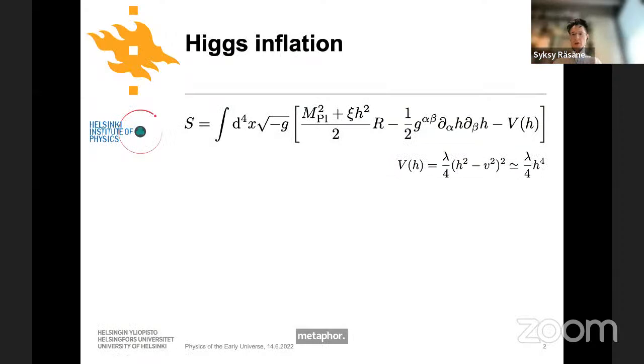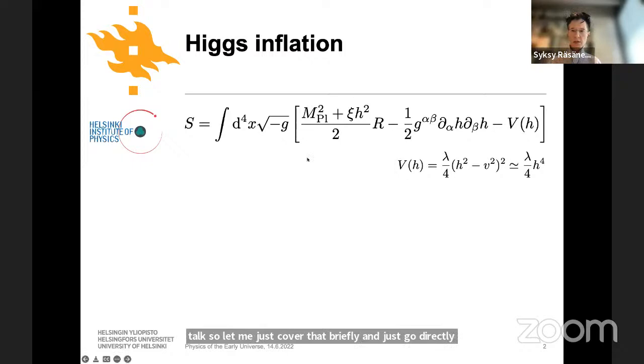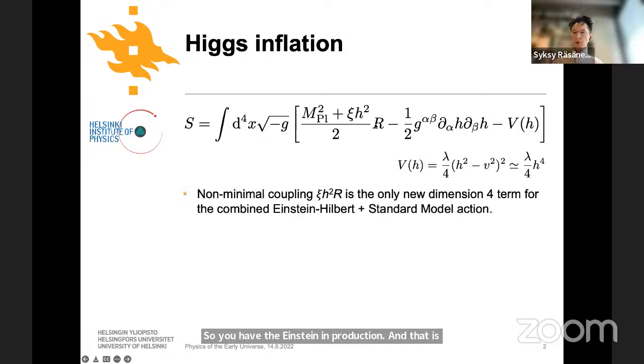Let me go directly to the action, since the rationale was already discussed. If you take the standard model action, where again we have only the radial Higgs mode, and you put it together with general relativity, so you have the Einstein-Hilbert action, then there is exactly one dimension four term that you can write when you put these theories together that you could not write otherwise. And that is this term ξ h² R, where you have the Higgs field, the Ricci scalar, and then the constant non-minimal coupling ξ.